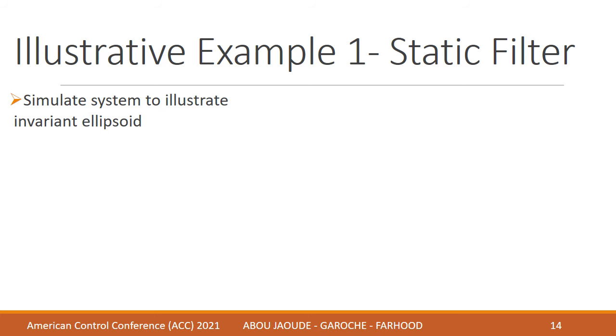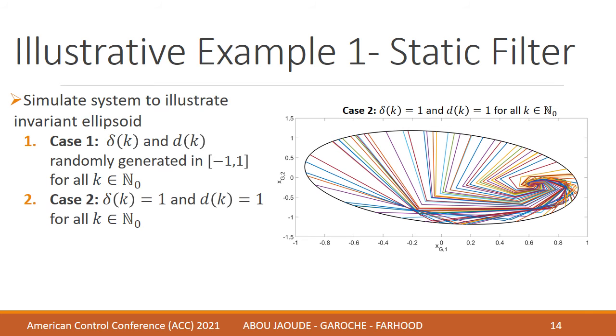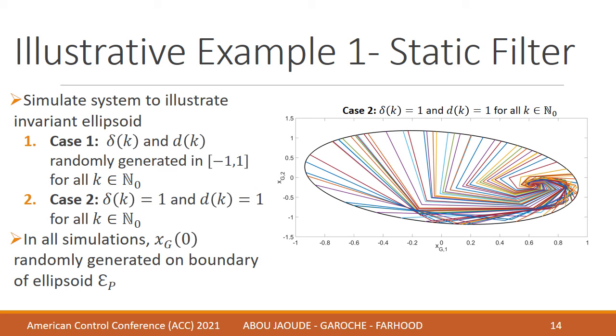To illustrate the invariance of the computed ellipsoid for this value of tau1, we perform two sets of simulations on the uncertain system. First, we consider randomly generated delta k and dk values. Second, we set both equal to 1 for all time steps k. In all the simulations, the initial condition xg0 is randomly generated on the boundary of the ellipsoid EP.